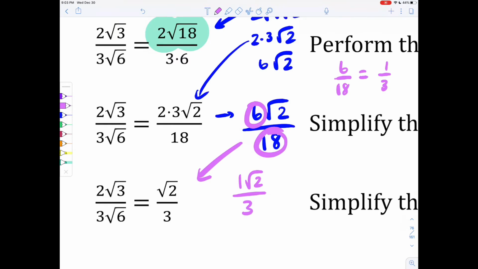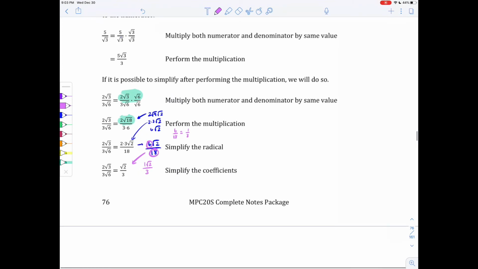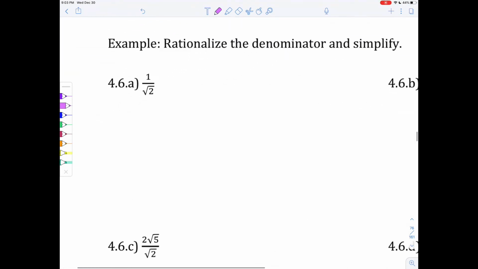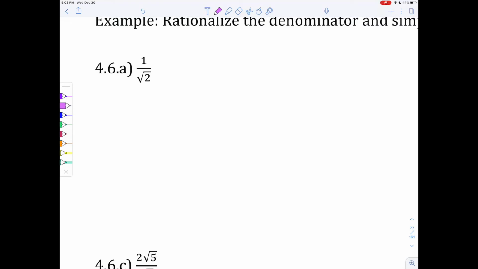And we're going to take a look at a few examples. We're going to start off fairly easy peasy, and then we'll work our way up. And hopefully this all makes sense as we go.